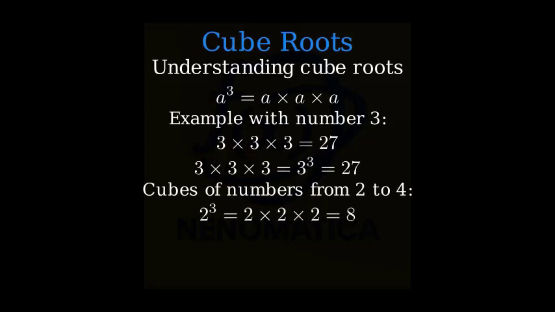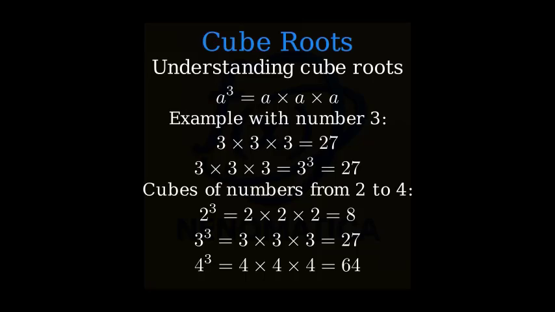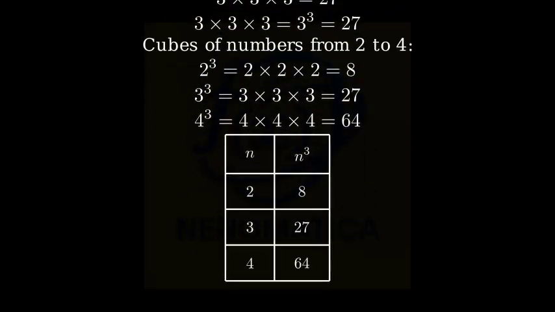2 cubed equals 2 times 2 times 2, which is 8. 3 cubed equals 3 times 3 times 3, which is 27. 4 cubed equals 4 times 4 times 4, which is 64. Let's organize this information in a table. We have the number in the left column and its cube in the right column. 2 cubed is 8, 3 cubed is 27, and 4 cubed is 64.